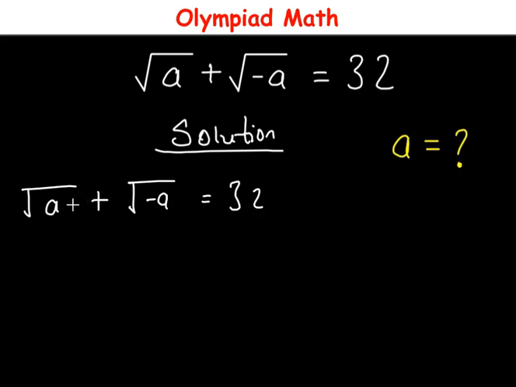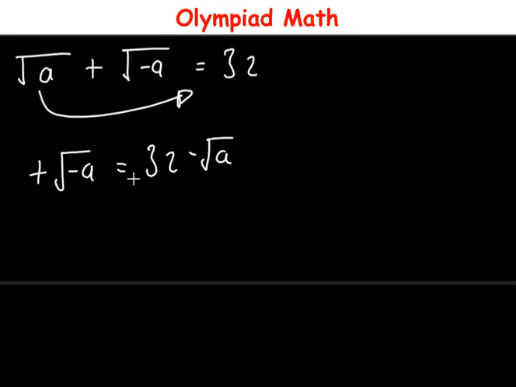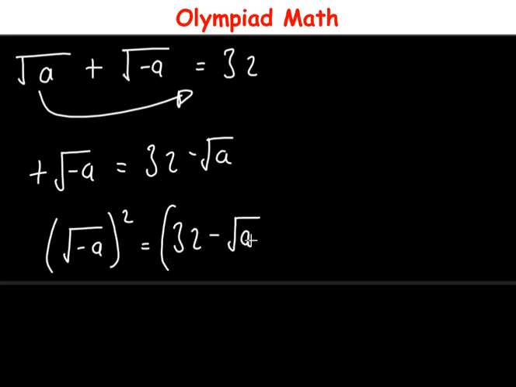First, we are going to move plus root a over to this other side. We have plus root minus a left, and this equals 32, then minus root a. So from this, we're going to square this. We have in bracket square root of minus a all raised to power 2. This equals in bracket 32 minus square root of a all raised to power 2.